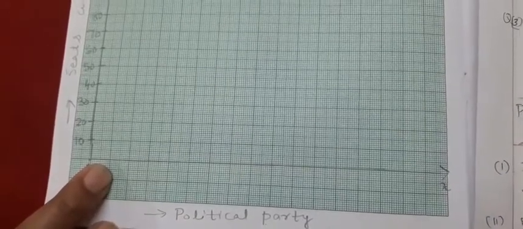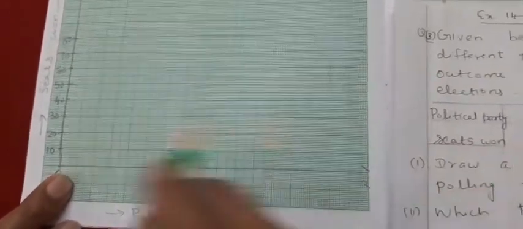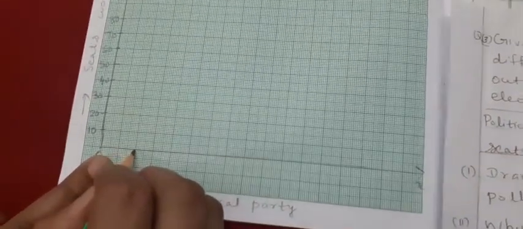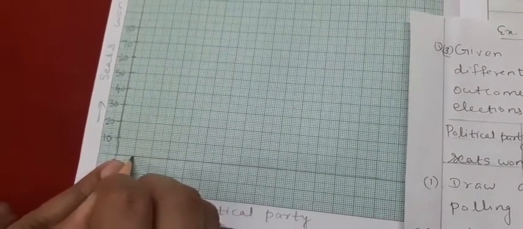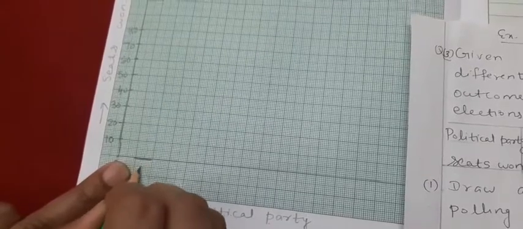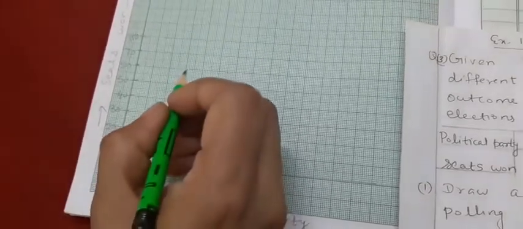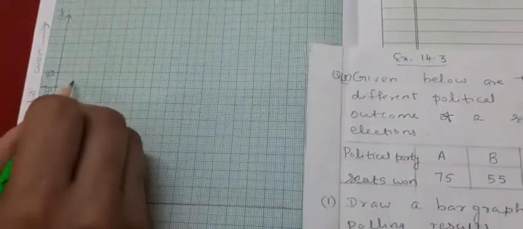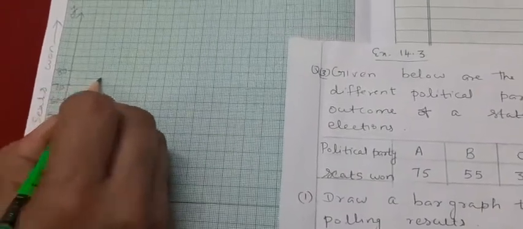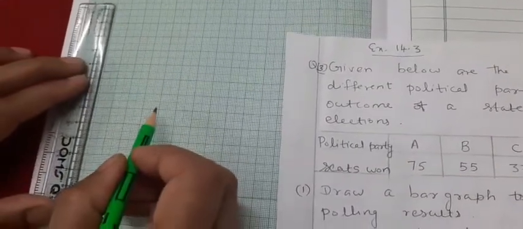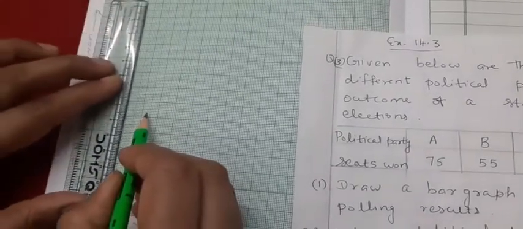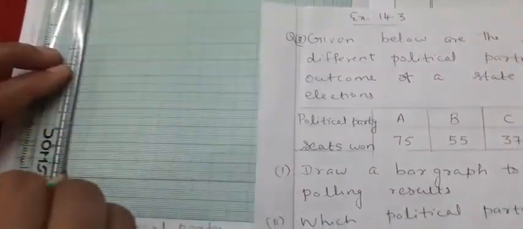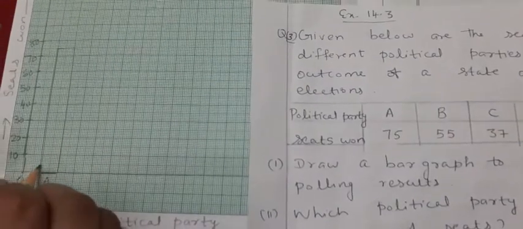First, political party A won 75 seats. So we have to leave equal space between the rectangles. So we will start the first rectangle from here. Political party A, that is height will be 75. So 75 till here you have to take the height of the rectangle. So first rectangle will be like this. Political party A.